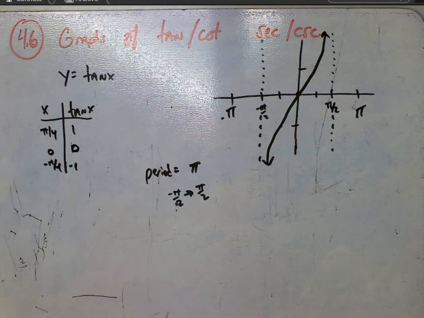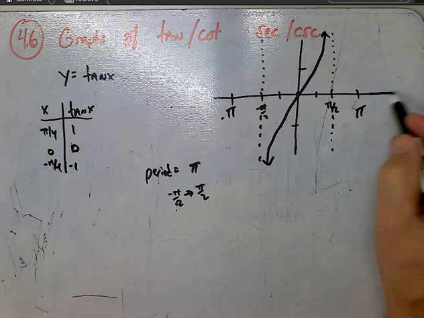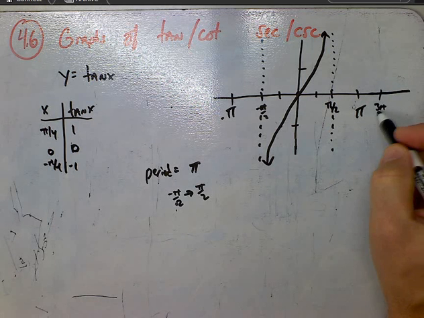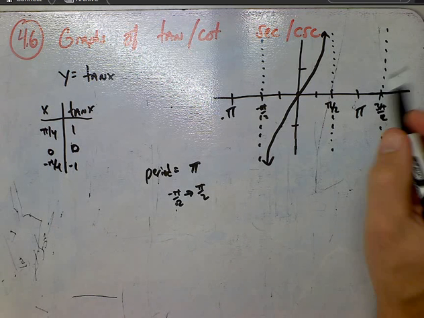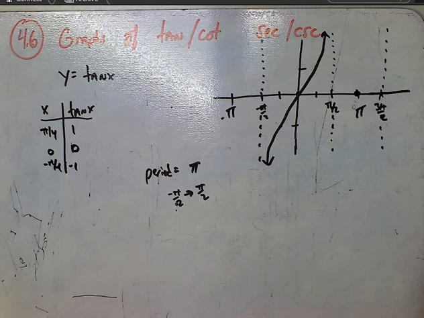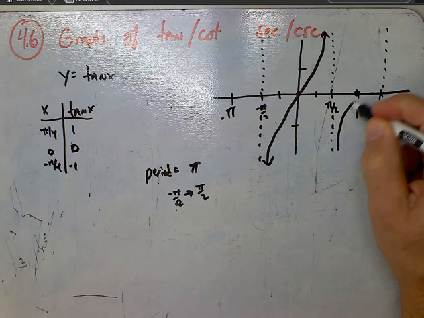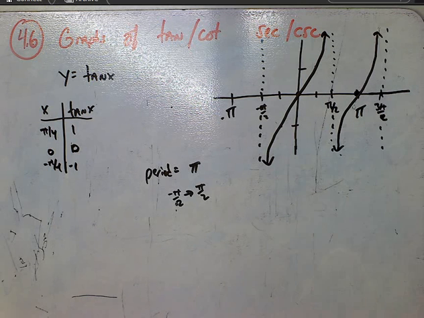To sketch a second period, all I do is add pi to pi over 2, and that gives me 3 pi over 2, and that gives me the next asymptote. The middle point between pi over 2 and 3 pi over 2 is going to be 0, and the graph is going to repeat just like this. And there's the basic graph of the tangent.